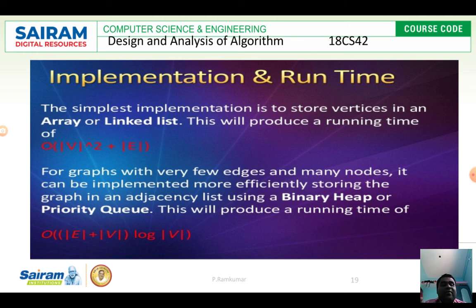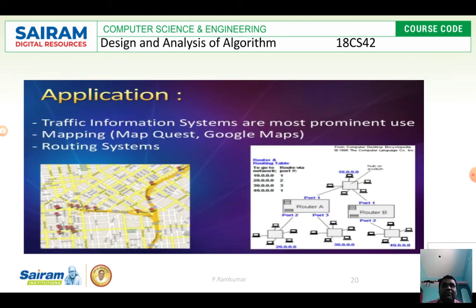I have already given you the real life applications, that is Google Maps, and the time complexity will be order of theta of n squared. As I said before, the traffic information system is the most prominent use. Mapping, that is MapQuest and Google Maps, are examples, and routing systems are the best applications for this Dijkstra algorithm. Thank you.